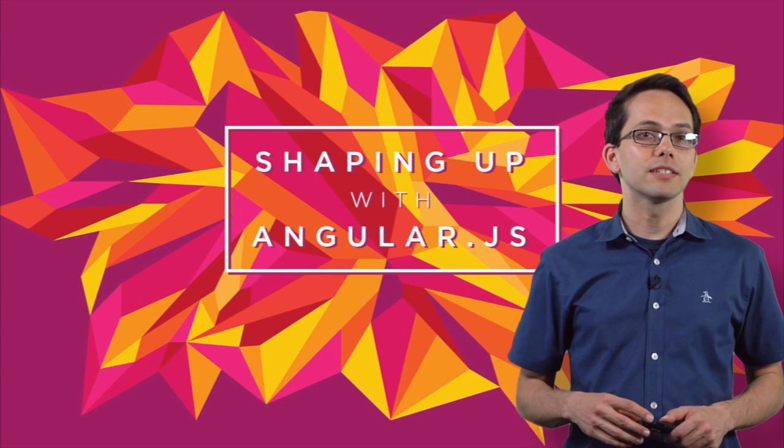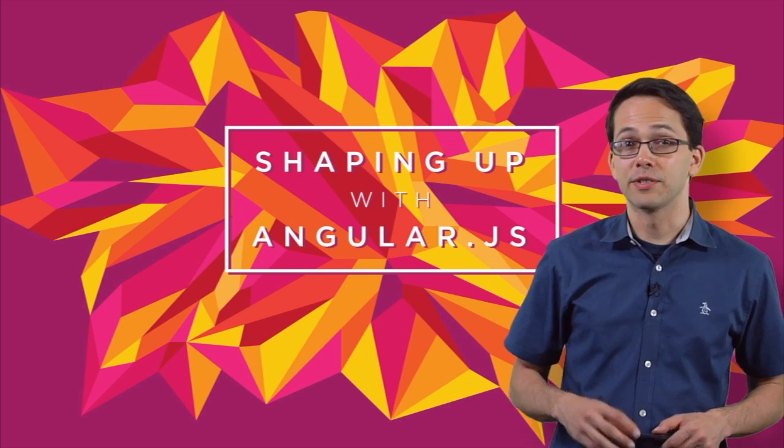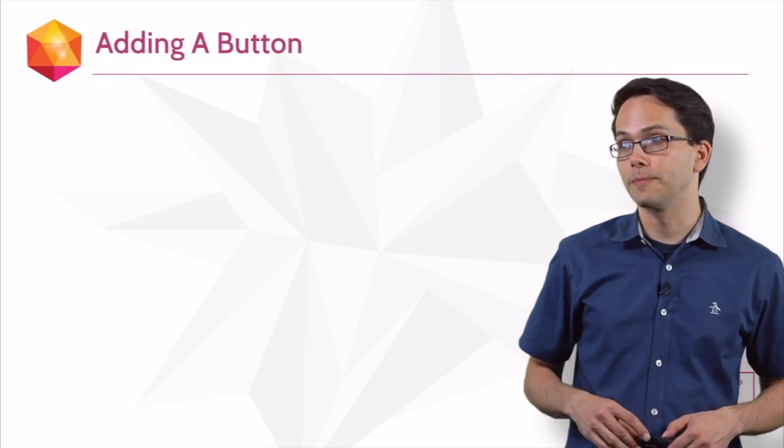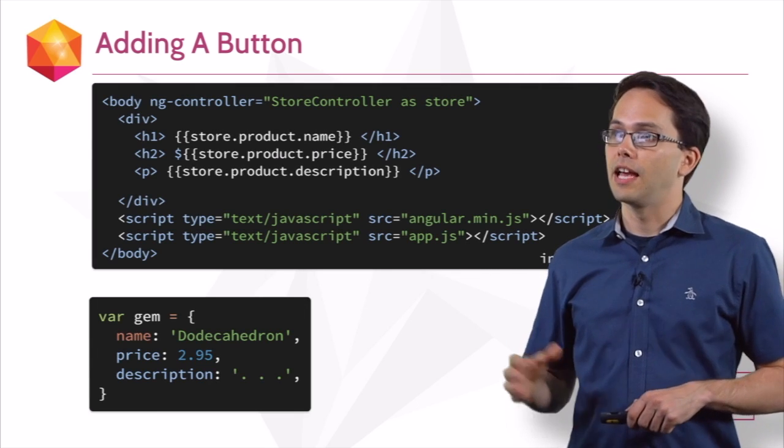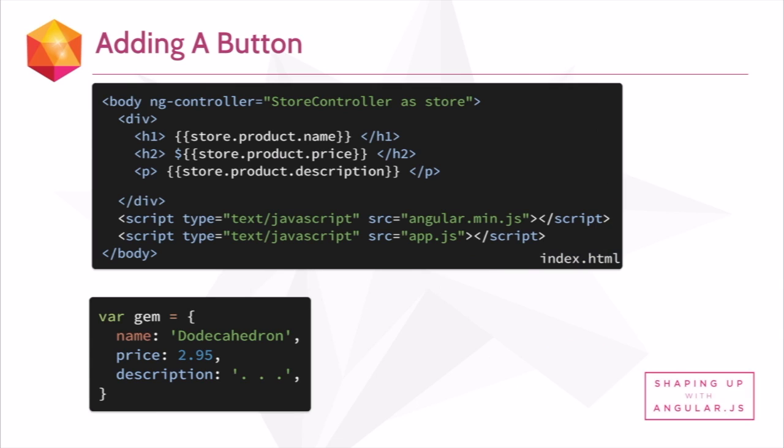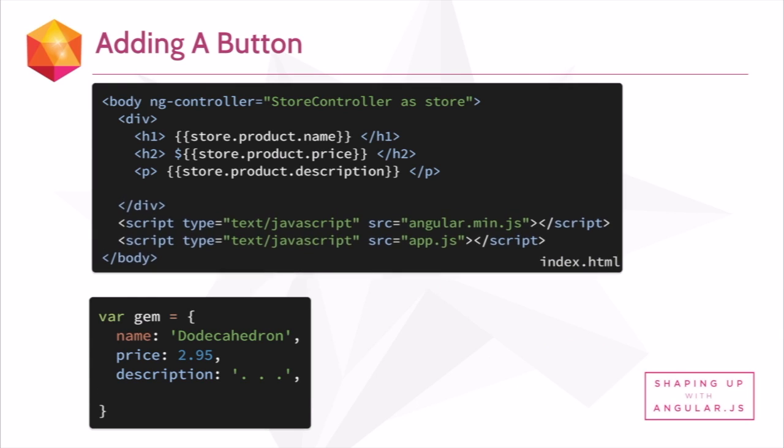Welcome back. Let's learn about a couple new directives. There's a bunch of them, and they're really useful. Here you can see we're inside of our index.html, and we have our gem data. Let's add a new key and value to our gem called canPurchase. We'll set it to false because we can't purchase this gem.